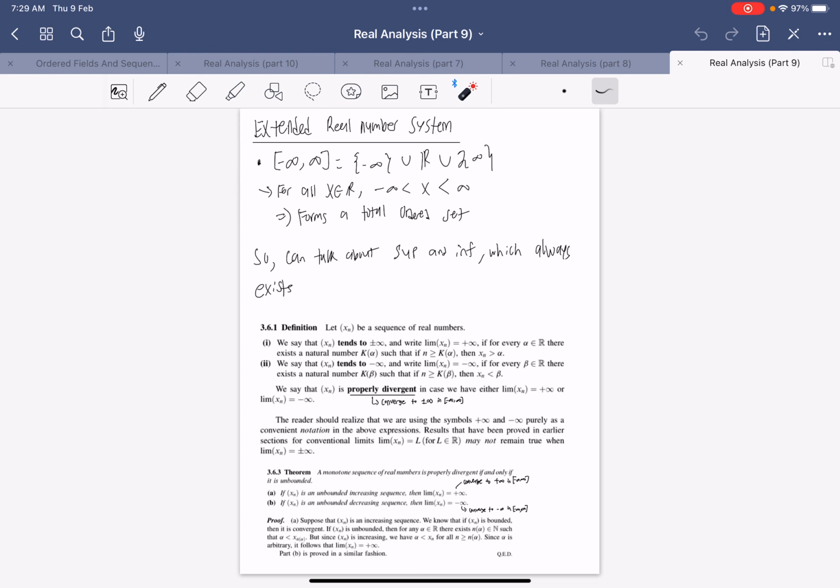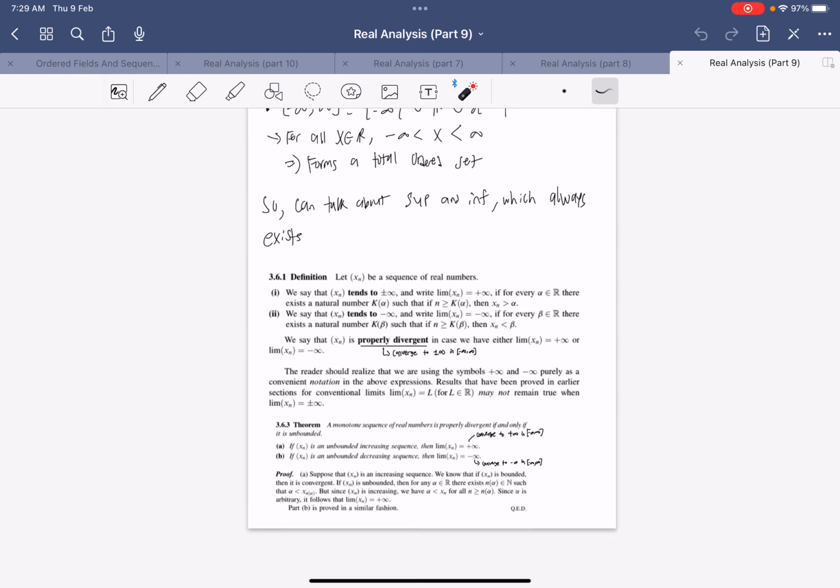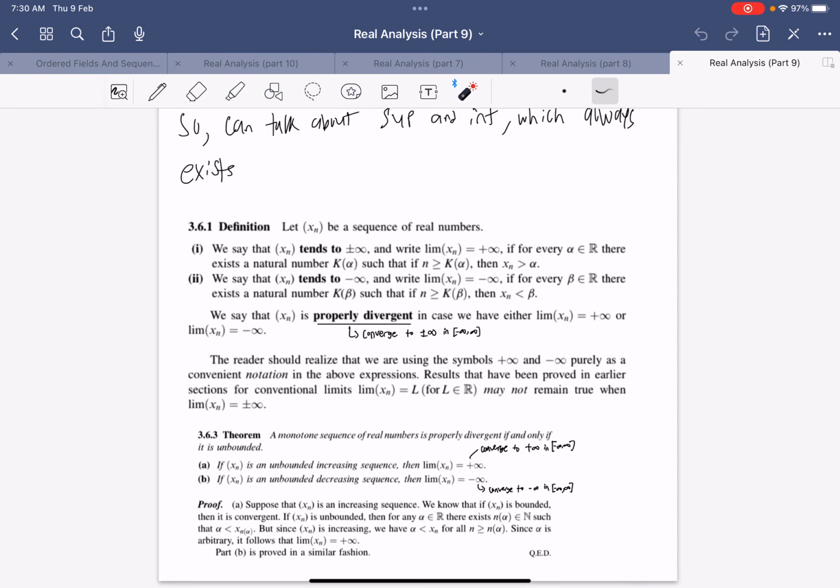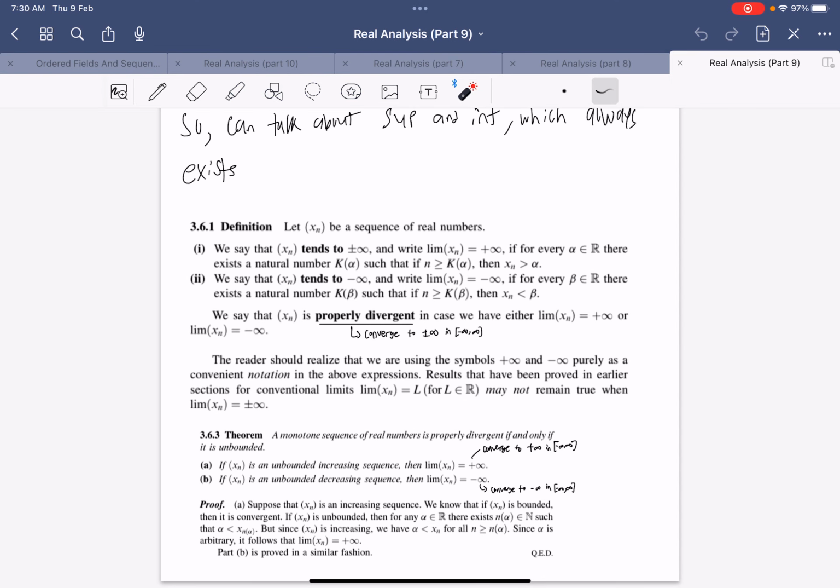And what's more is that you can actually say that this sup and inf always exist in the extended real number system. So really, it's just a way of helping us to talk about sups and infs easier, basically, because now you know they always exist. And it gives us points so that we can now say when a sequence tends to infinity.